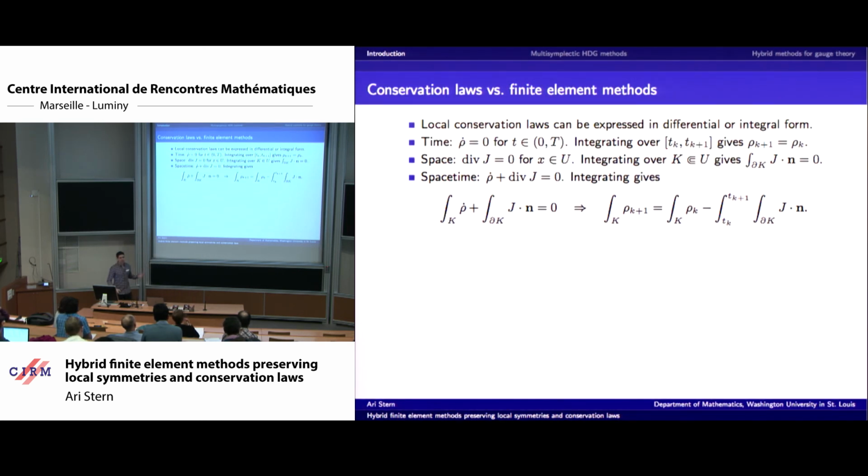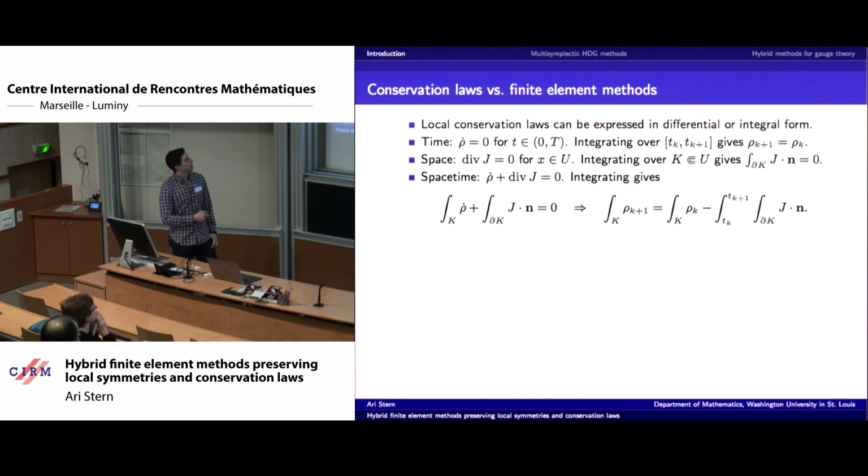And we can combine these and get space-time conservation laws. So if we've got a charge rho and current J, the differential expression is that rho dot plus div J equals 0. And if we integrate just in space, we get something like this, which basically says that the change in charge within K is balanced by the amount of current that flows in or out through the boundary of K. And then we can also integrate over a time interval and get an expression that's discrete in time as well.